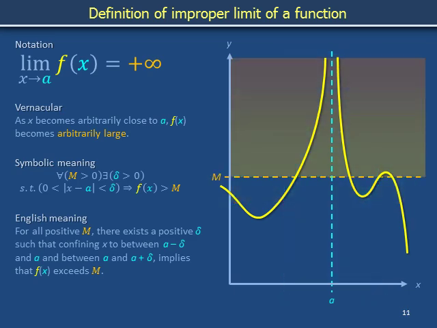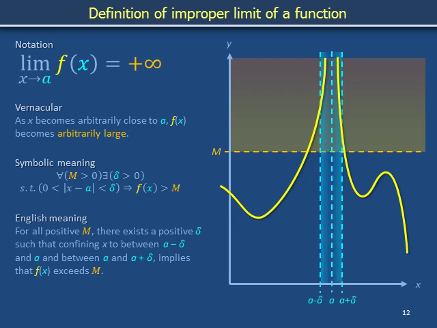For this larger value of M, we can identify a smaller delta that specifies narrower blue intervals within which the yellow curves continue to be guaranteed to remain vertically confined to the golden region above the golden dashed line. For this even larger value of M, we can identify an even smaller delta that specifies even narrower blue bands within which the yellow curves still remain vertically confined to the golden region above the golden dashed line.